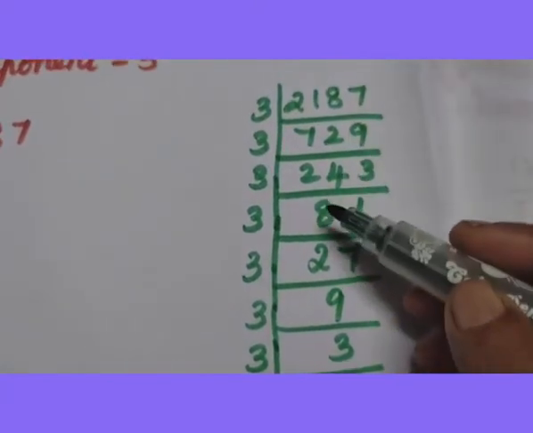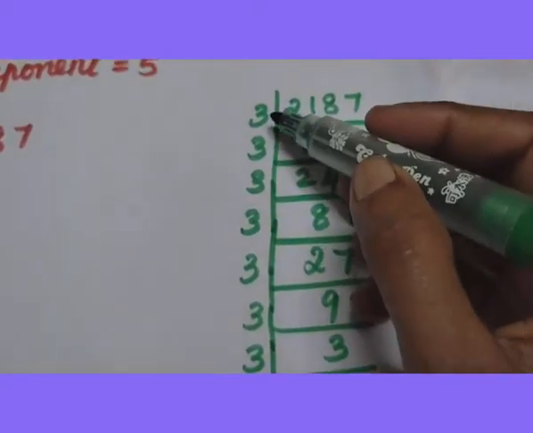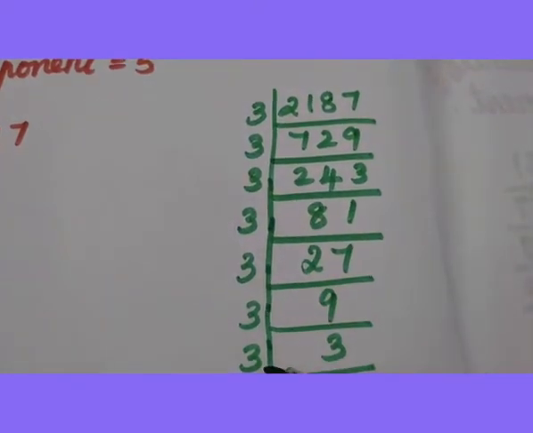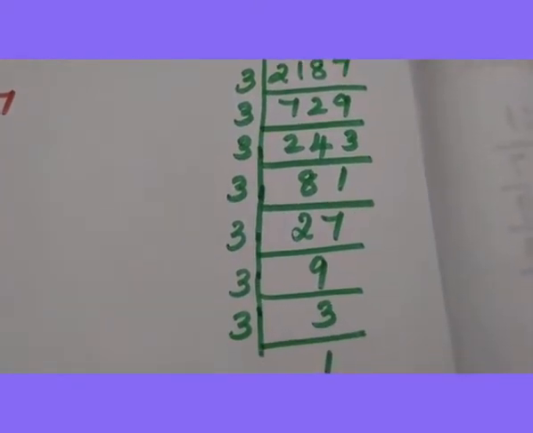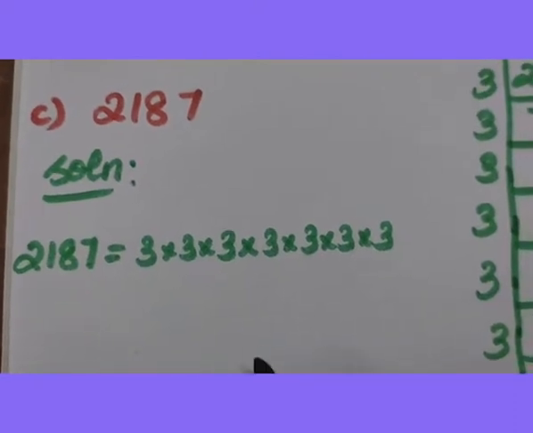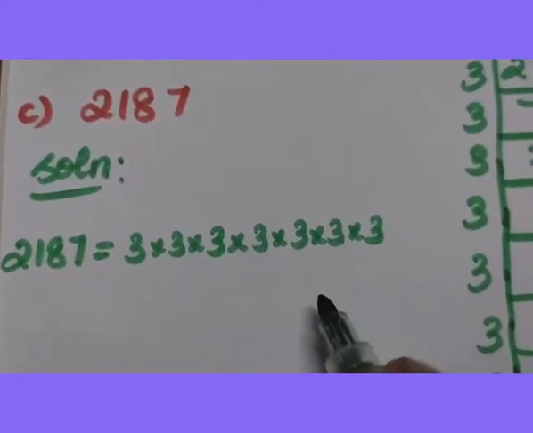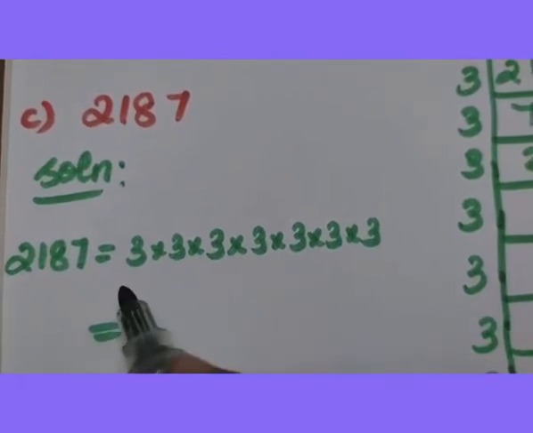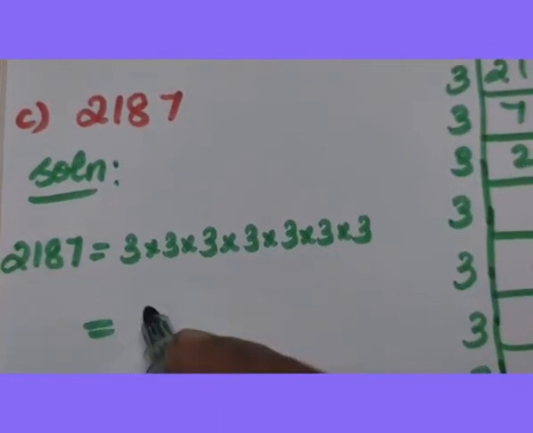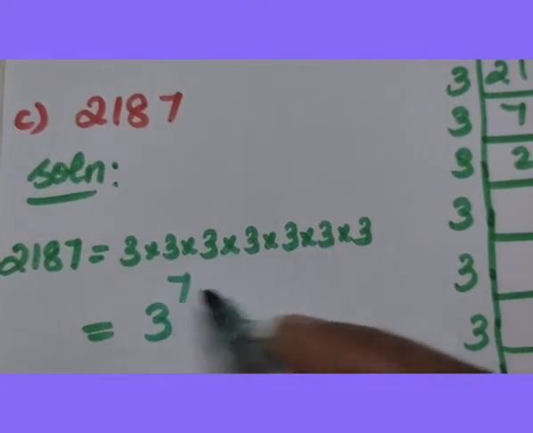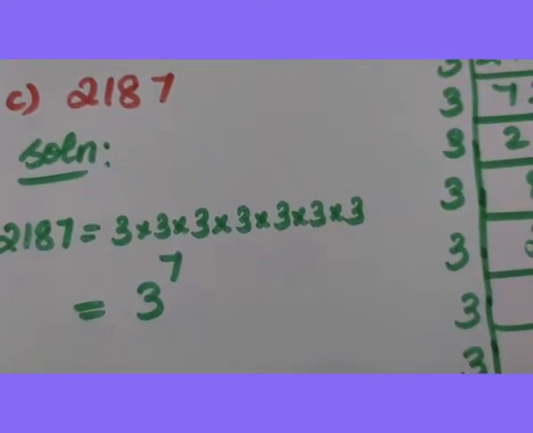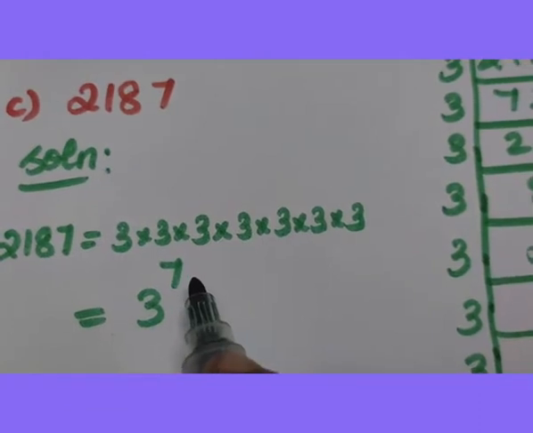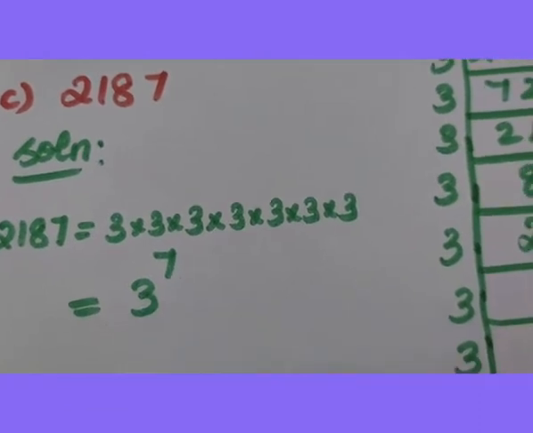Then we can write this number 2187 in exponential form as 3 × 3 × 3 × 3 × 3 × 3 × 3. Okay. So this can be written in exponential form like this. So how many times 3 multiplied? Yes, 7 times, is it not? So 3 raised to the power 7. Okay. So here 3 is the base and power is 7. Okay, exponent is 7.